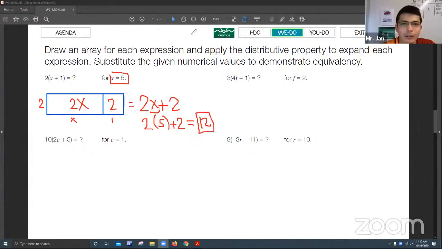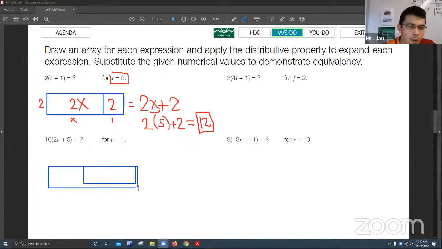Thank you so much. So let me go with a different one. I need to draw a tape, and I have 2c and 5. 2c looks a little bit smaller, so 5 will be a little bit bigger like this.